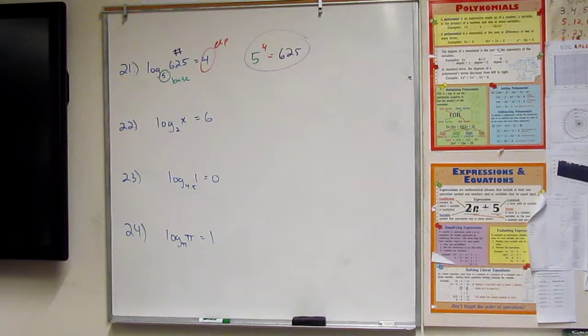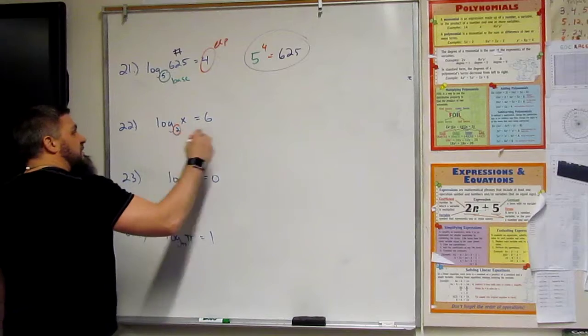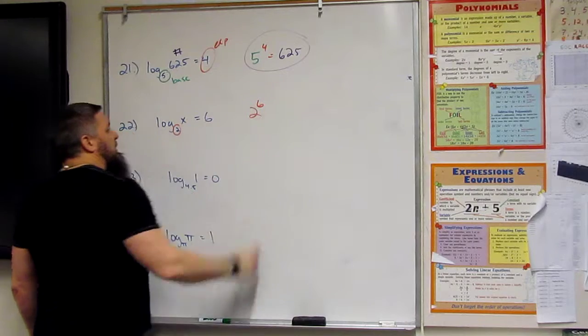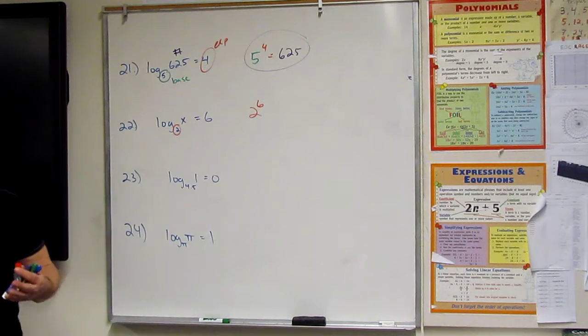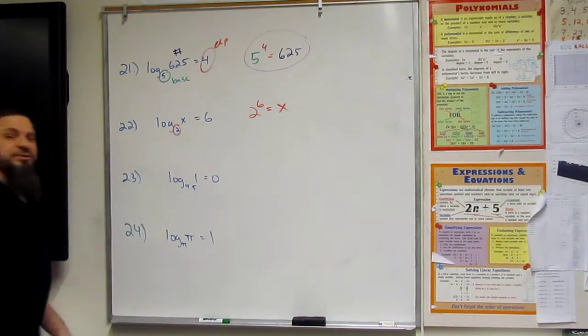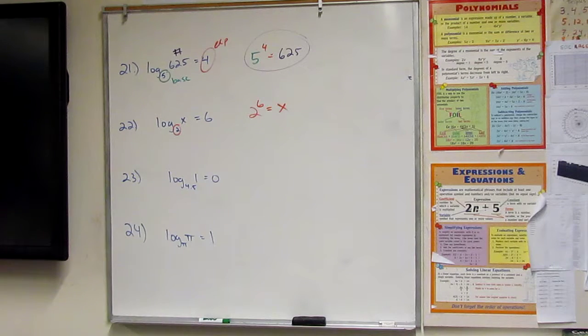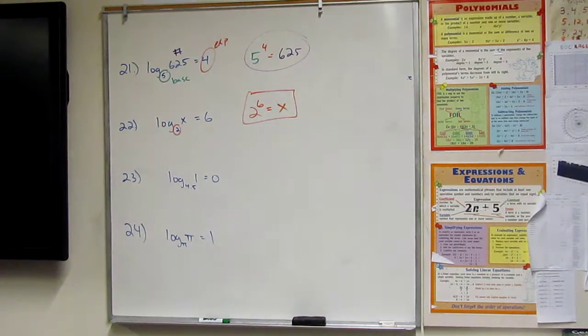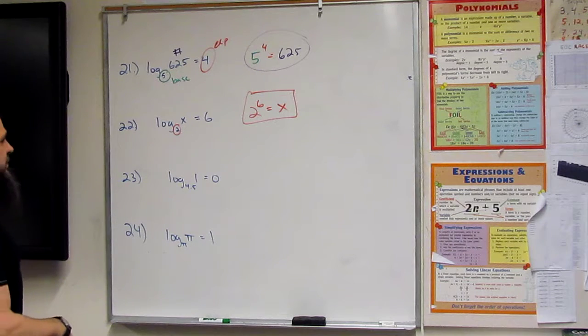All right, next one. Tell me. The base is 2. The exponent is? 6. And what's the number? X. And this is how we can figure out logs, right? So that would be how much? X would be 64? Yeah, 2 to the 6th.